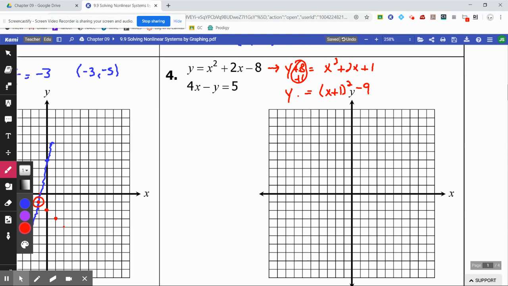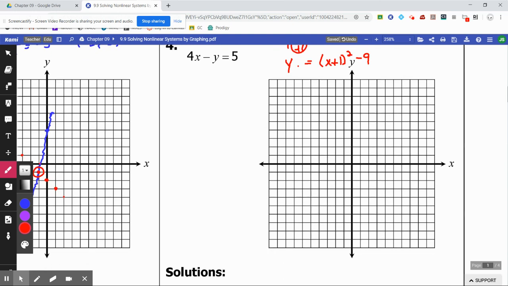Now this is your y equals x squared parabola. That's just been moved left 1 and down 9. So what I would do is move left 1 down 9 and pretend like this is your origin right here. And just graph it like you would your x squared.